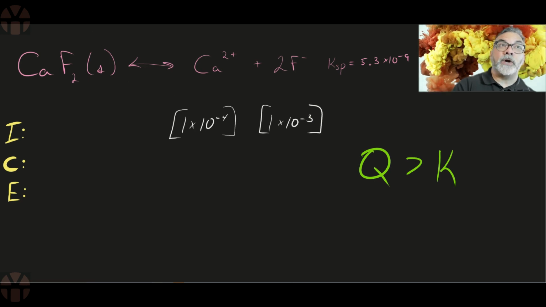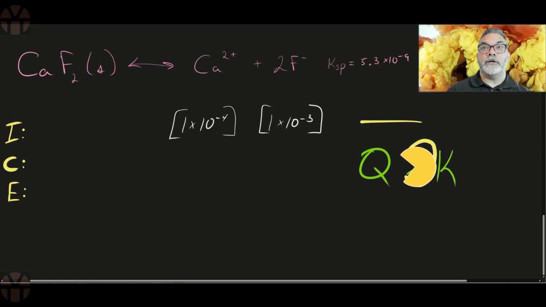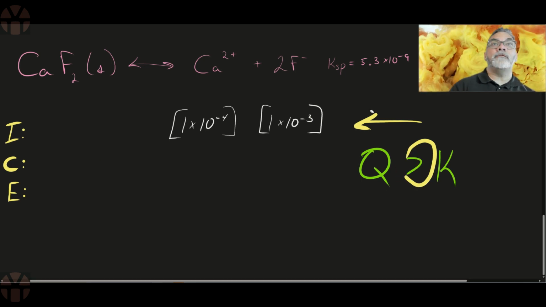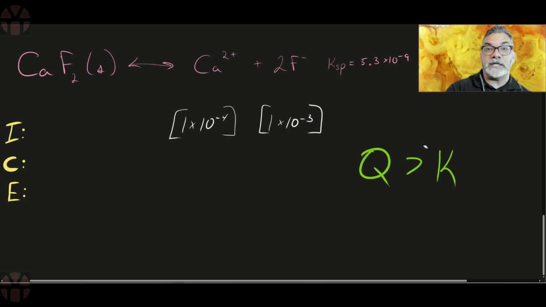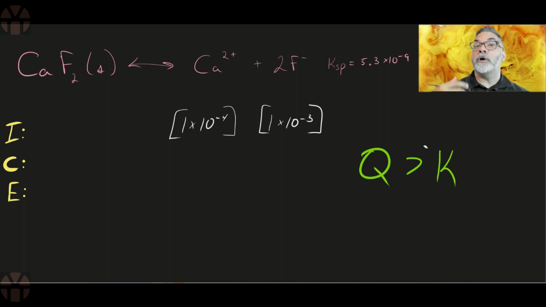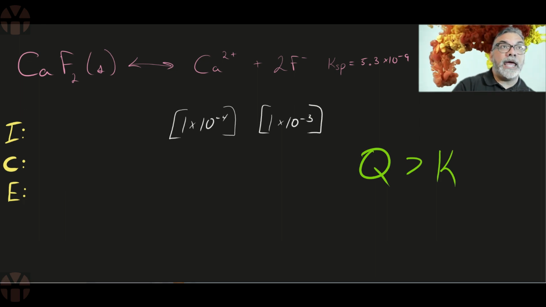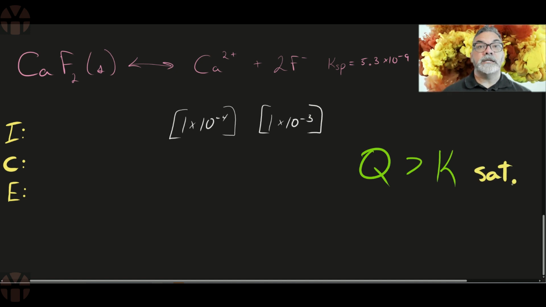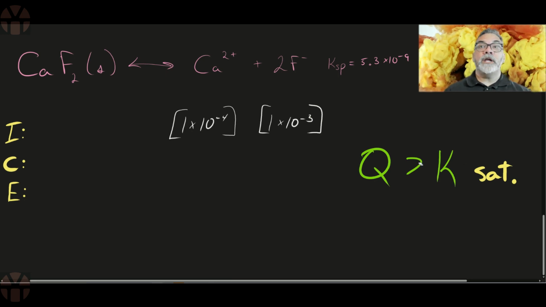And so when Q is greater than K, recall that we make our little Pac-Man, and Pac-Man is going to chomp to the left, which means in this scenario we're going to shift the reaction to the left-hand side, or we're going to produce the solid. We're going to precipitate out. If Q is greater than K, then the solution is considered in this moment to be saturated. Period. End of story. Now, what's another possibility?